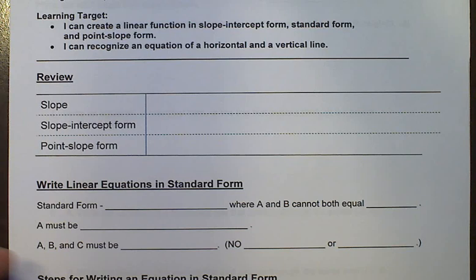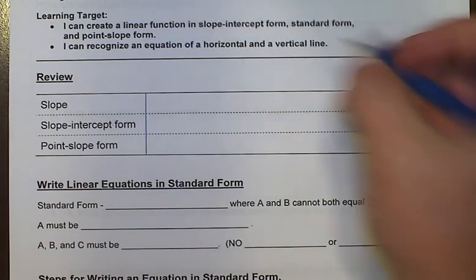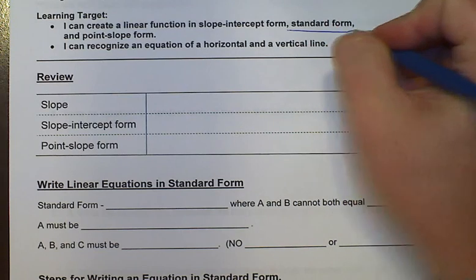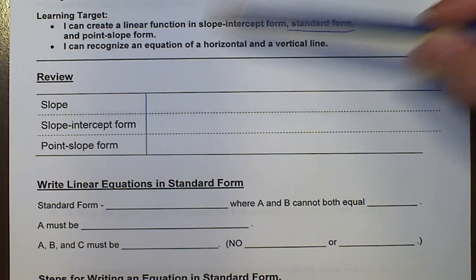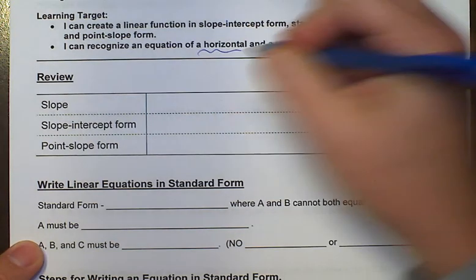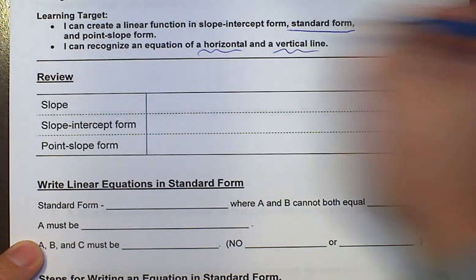Alright, so the learning targets are that I can create a linear function in slope-intercept form, standard form, and point-slope form. So now we're going to have one extra form here called standard form that we haven't done yet. Okay, I can recognize the equation of a horizontal and vertical line. Horizontal and vertical.